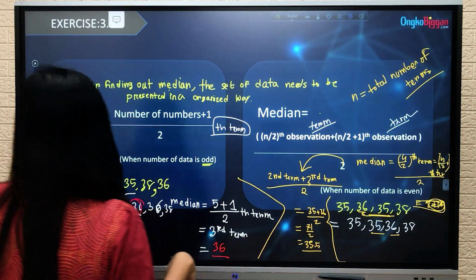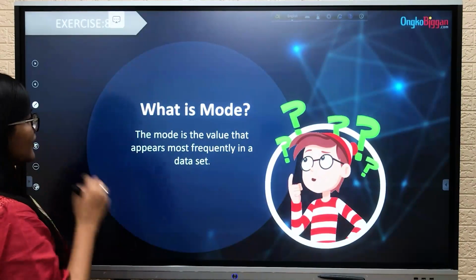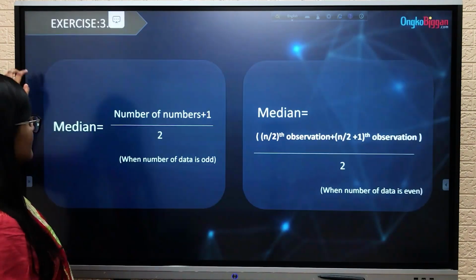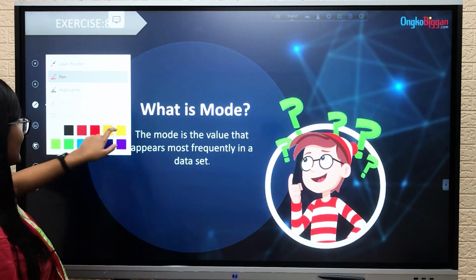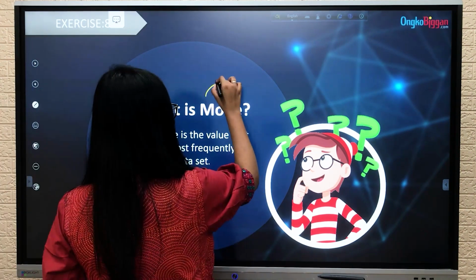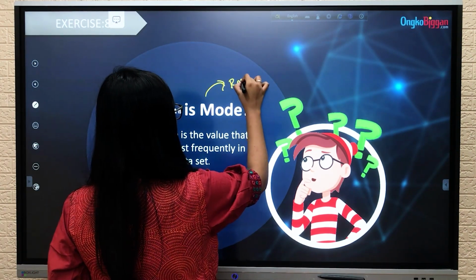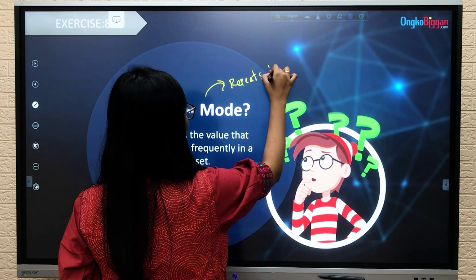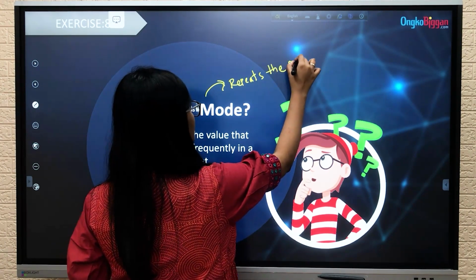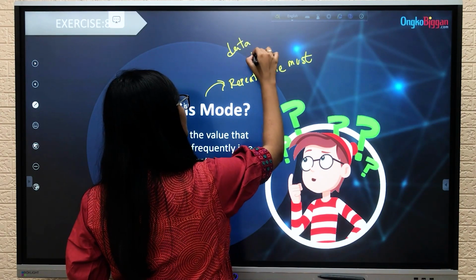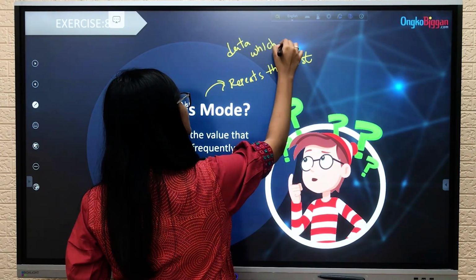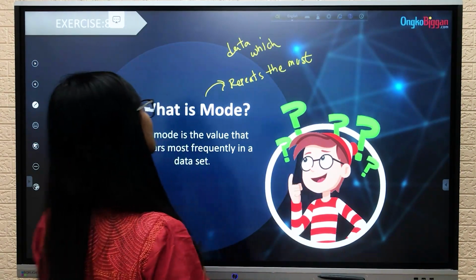So moving on, what is mode? Mode is the easiest thing. It's just the repetition of the number, the data which repeats the most.